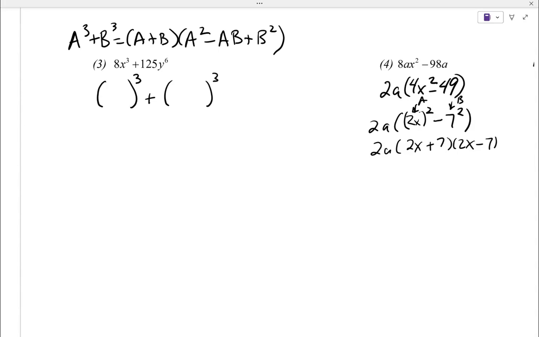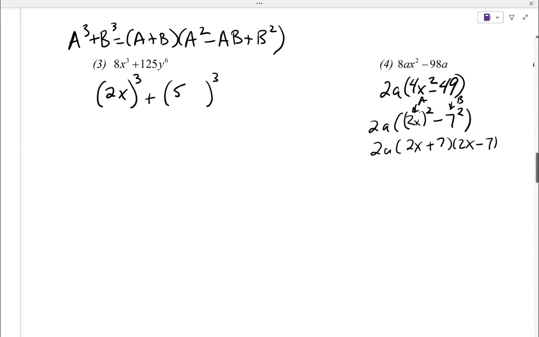The second piece is a little tricky. I think we can get through it, but let's do the first piece. What do you cube to get 8? 2. What do you cube to get x cubed? X. Good. That was not a trick question, right? I cube x to get x cubed. Okay. Second piece, a little tricky, but I think we can get there. 125. What do you cube to get 125? 5. Good.